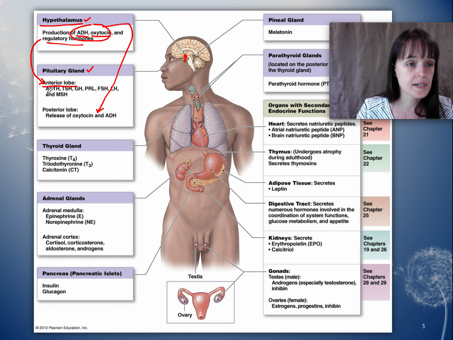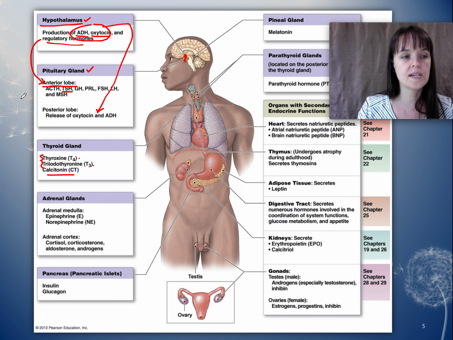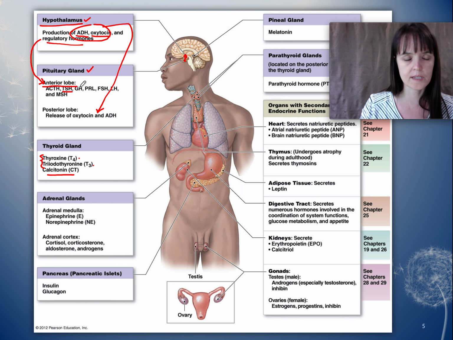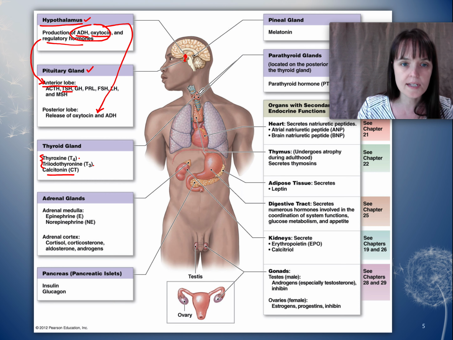So the thyroid gland is controlled by the pituitary gland. The thyroid stimulating hormone, TSH, causes the thyroid gland to make thyroid hormones, which are T3 and T4. It also makes calcitonin, but not because the pituitary gland tells it to. We'll talk about that. The thyroid gland is right here.